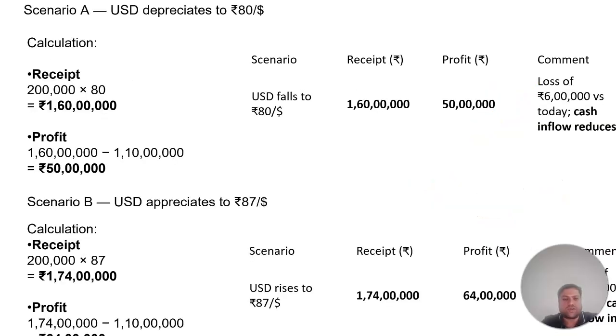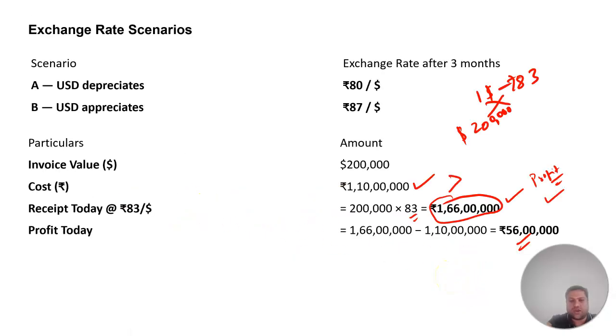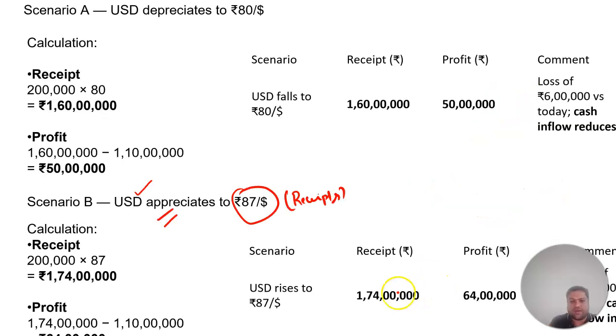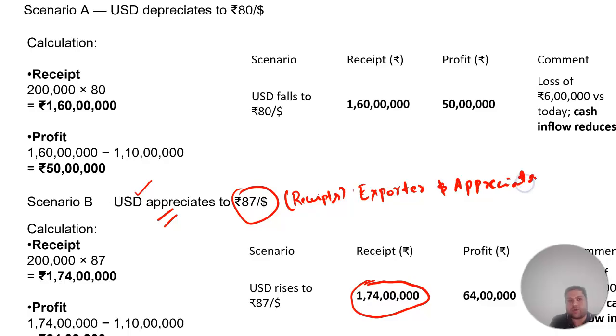Now look at two different situations. Situation one, where the US dollar appreciates. Here the Indian company will receive the payments from the US company, so these are basically the receipts for the Indian company. Which means the Indian company is going to receive more rupees in the situation where the US dollar appreciates. Here you will receive 1 crore 66 lakh, but if the US dollar appreciates, then the company is going to receive 1 crore 74 lakh. What it means is the exporter will be benefited if the dollar appreciates. This is a very important point you need to understand.